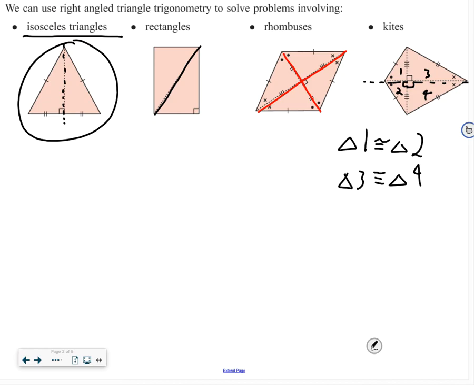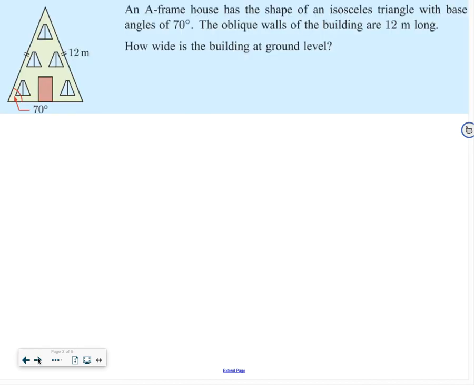All right, let's look at an example. An A-frame house has the shape of an isosceles triangle with a base angle of 70 degrees. A base angle is always in conjunction with the congruent sides for an isosceles triangle, so if that's 70, we also know that this angle is 70 as well. The oblique walls of the building are 12 meters long. How wide is the building at the ground?